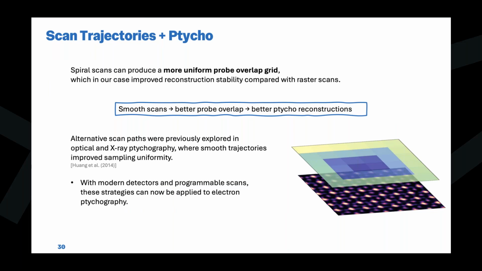And this is not the first time we see this. There's a lot of work that has already been done in non-raster scans in ptychography, with optical ptychography and X-ray ptychography, where they show that smoother trajectories can really improve the sampling uniformity. But now we're able to do this with electron microscopy as well, because we have all these new detectors and new techniques, faster cameras, and now we can actually test it.